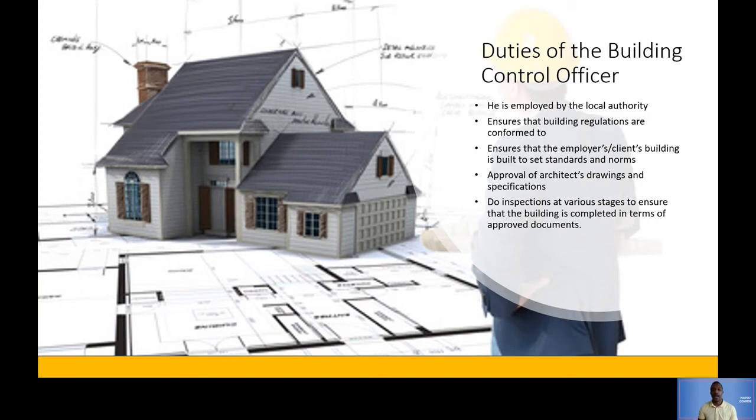He also does random inspections on site. He can just come on site to check time and again, at various stages, if everything is being constructed according to the approved documents. So that's the approved building drawing from the architect and things like that, to make sure that the roof really is green. Okay, so that's a building control officer. He works for the municipality or local authority.